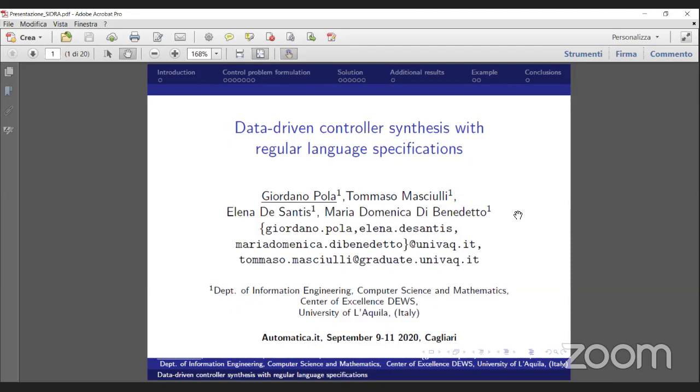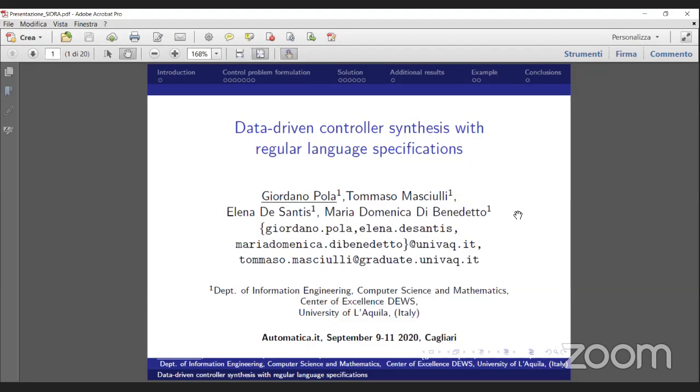So this is a paper on data-driven control design of a rather general class of systems that I'm going to introduce in a while, where specifications are expressed in terms of regular languages.